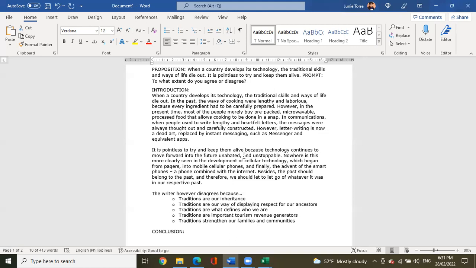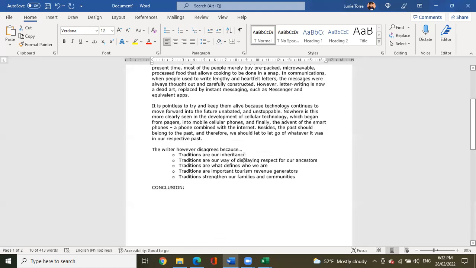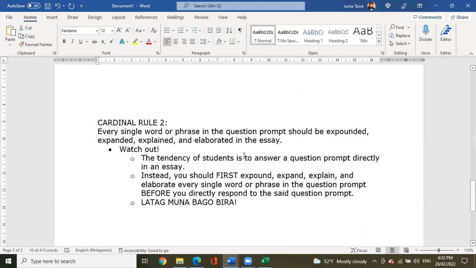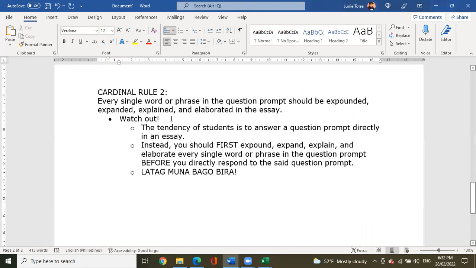If you disagree, then you should argue first, you agree. So, dalawa talagang i-explain mo. Oo, kasi nga, killer yun eh. Watch out. No? The tendency of the student is to answer a question prompt directly in the essay. Pero don't forget, you should first expound, expand, explain, elaborate every single word or phrase in a question prompt. Yun yung agree. Don't forget.